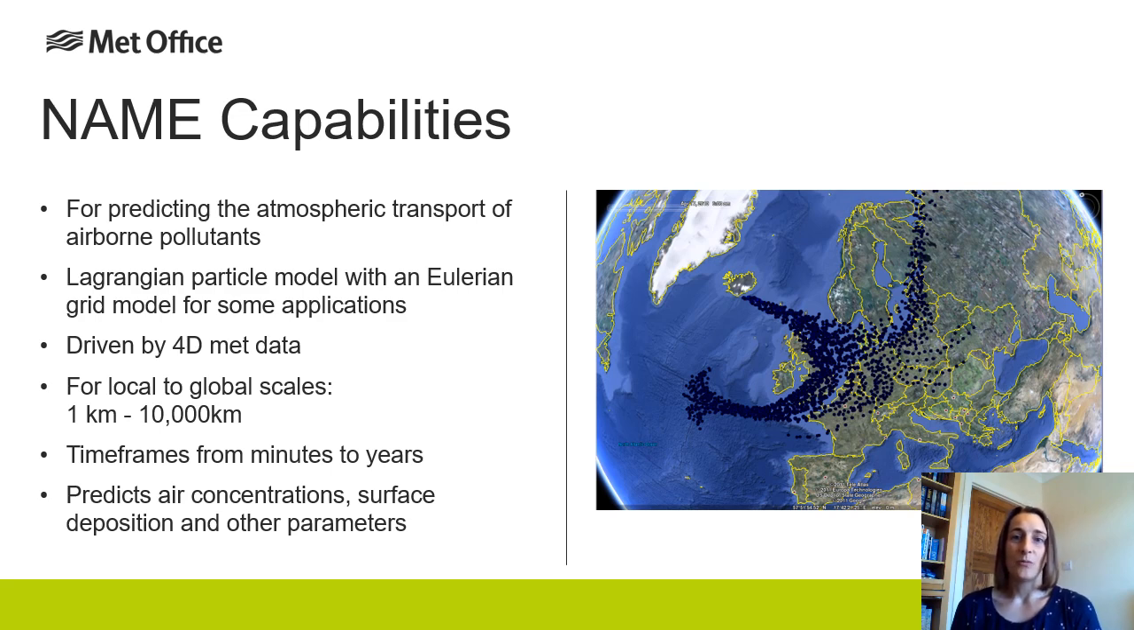Most of the time, NAME is driven by four-dimensional meteorological data, which is supplied by numerical weather prediction models, which means that it can be used entirely around the globe at different scales. You can use it at very small scales, from hundreds of metres to a kilometre, up to the whole globe and hemispheric transport. And we've seen that in examples of volcanic ash plumes, for example.